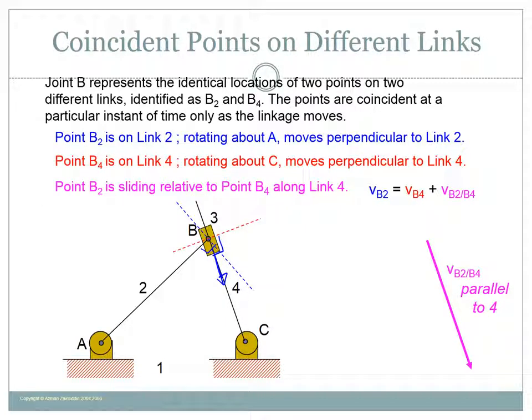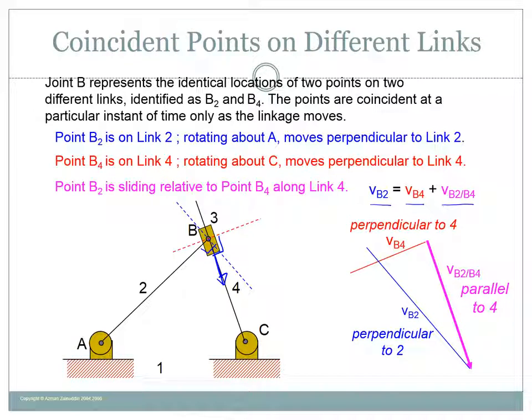Then we have VB2 equals VB4 plus VB2 relative to VB4. So this will be the relationship. Now we have to start to sketch it. VB2 is perpendicular to link 2. We don't know yet in which direction it will be. And VB4 is perpendicular to link 4, right? 90 degrees there.